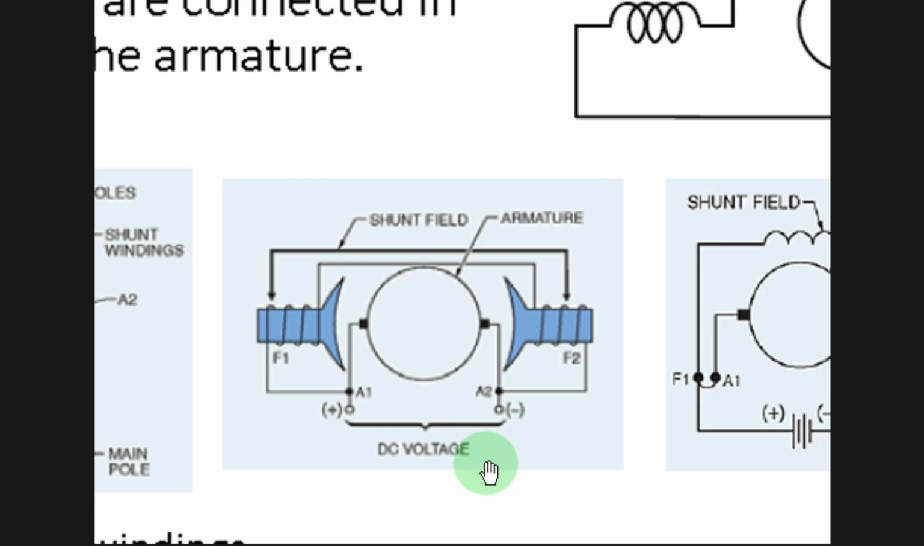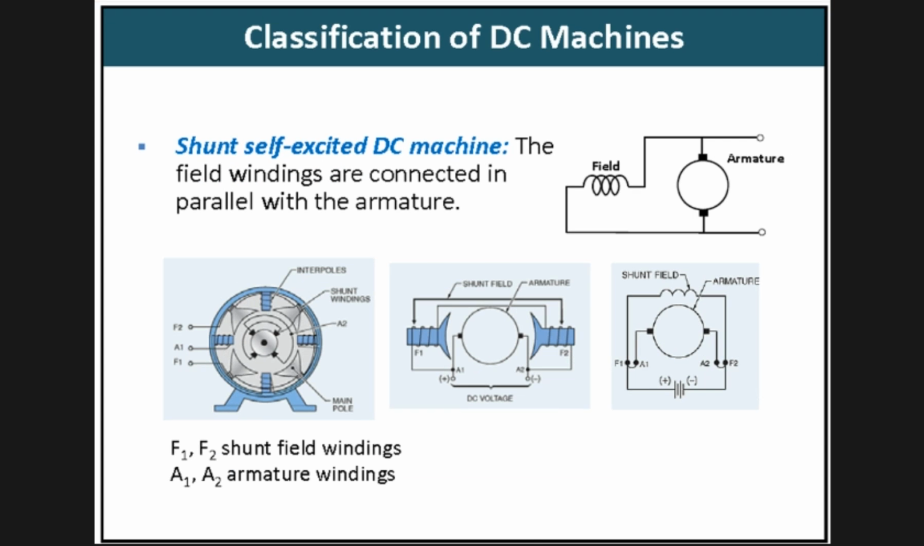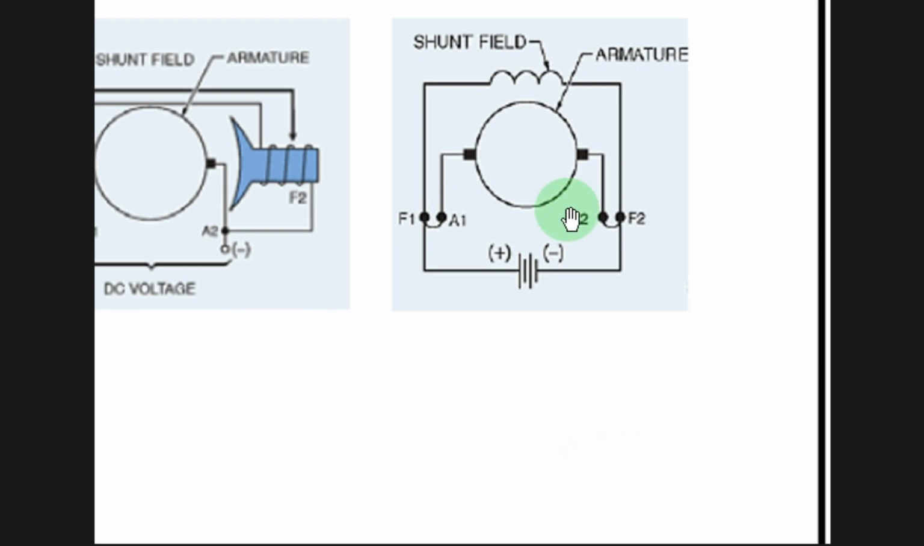So depending on the impedance that is seen by the supply from armature and field, the current will be divided among them, right? So they are again dependent, right? So this is how the shunt self-excited DC machine coils are connected.